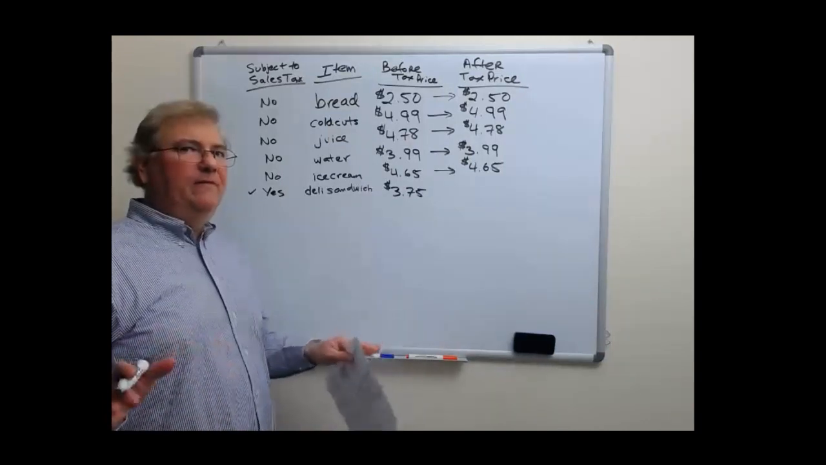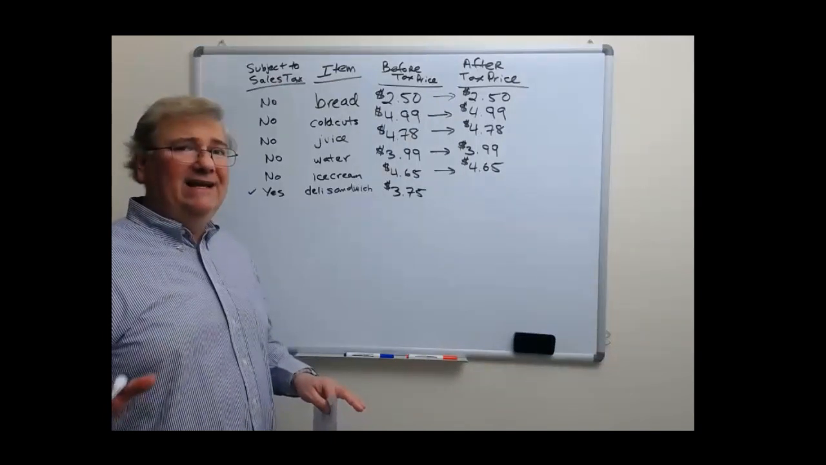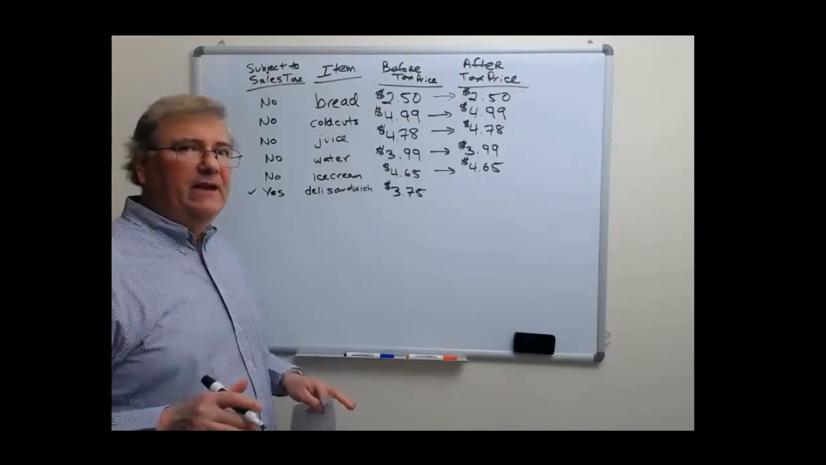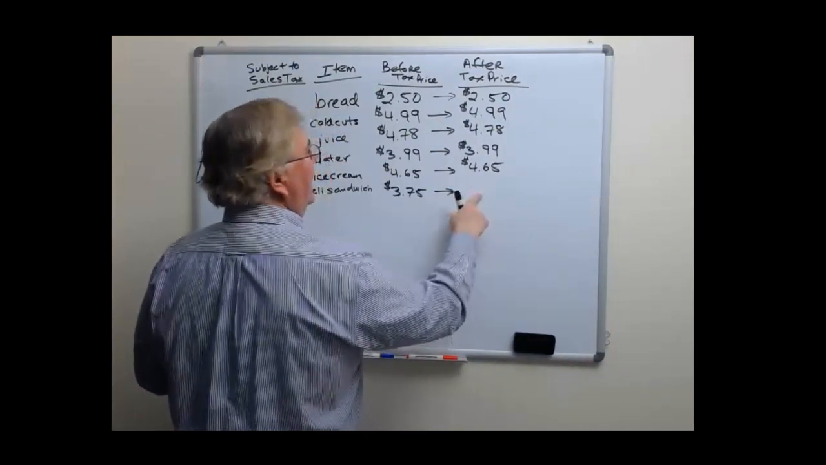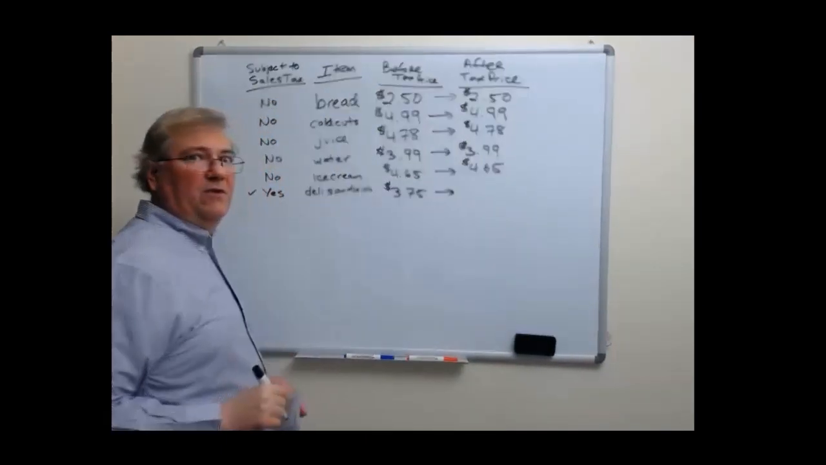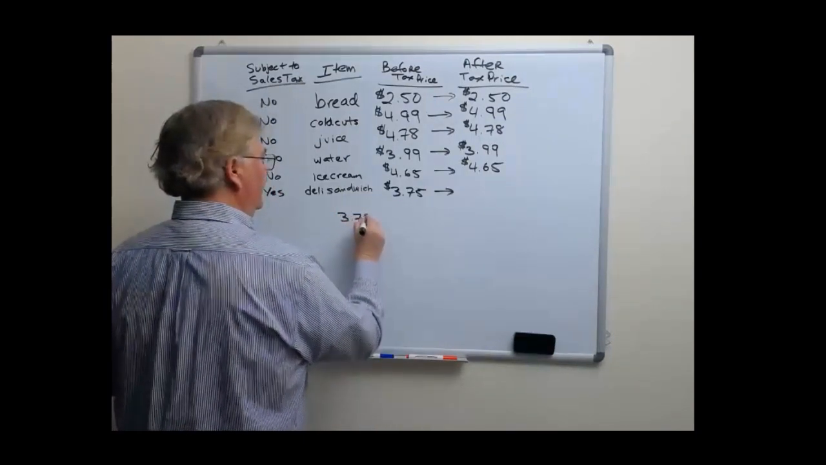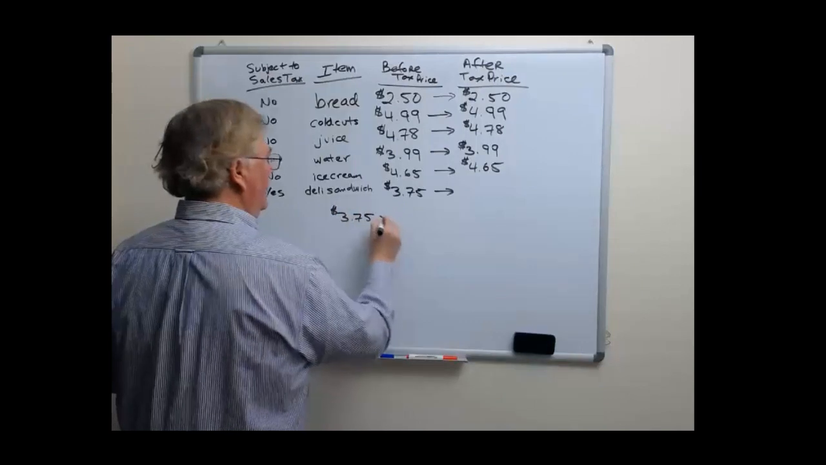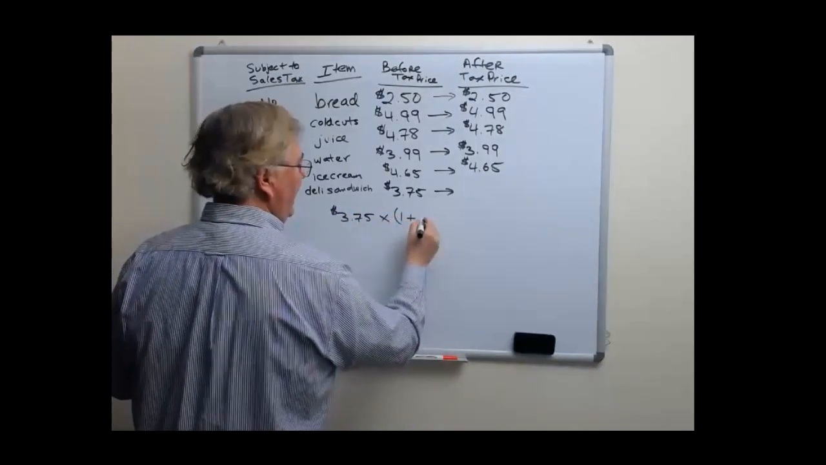Now, you may have caught it before, but I mentioned that state sales tax in the state of Connecticut is 6.35%. So in order to calculate the after-tax price on a taxable item, we have to multiply the cost of the item, $3.75, by 1 plus the tax rate.